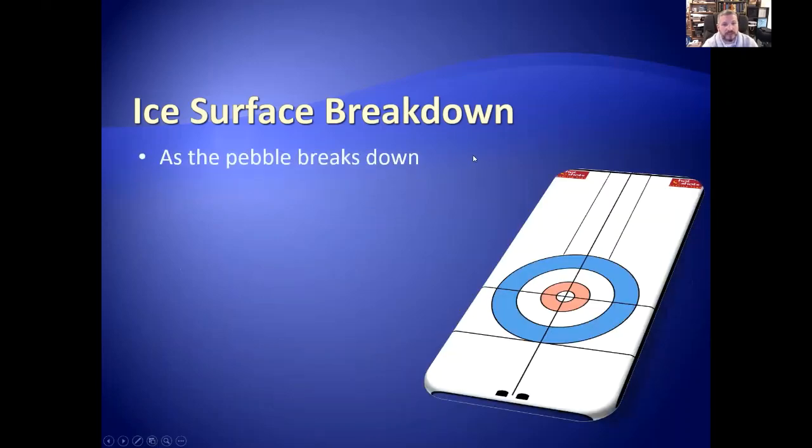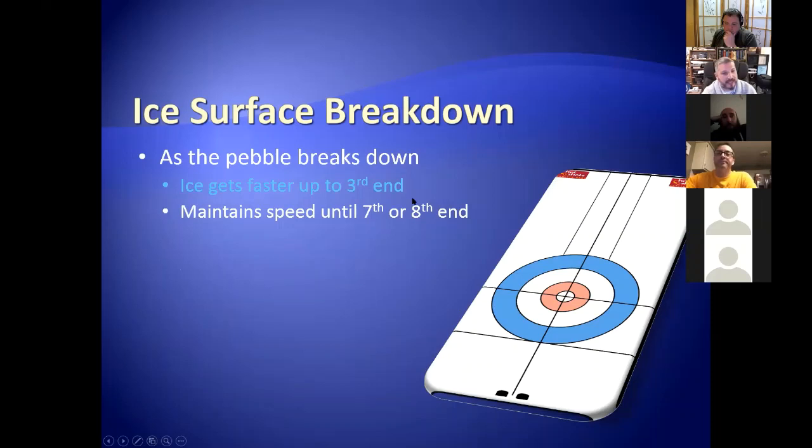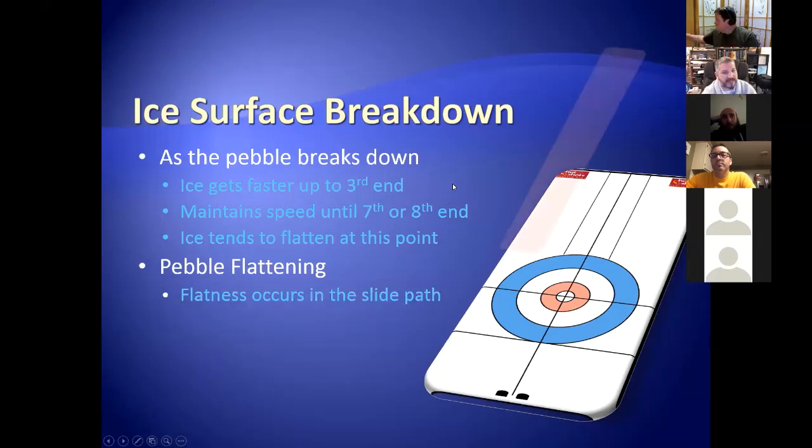So let's break down the ice. As the pebble breaks down, it's going to get faster through the first third of the game. You might see the ice speed up, and then it's going to maintain speed throughout the middle of the game, and then towards the end of the game, it tends to flatten or slow down and also get swingier. So when that pebble is flat, you most often see it in the sliding path.